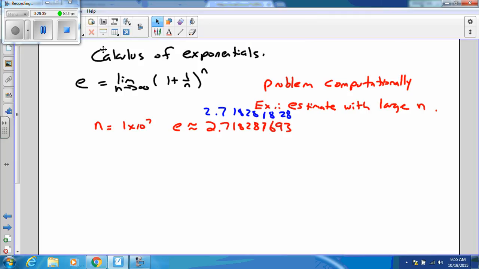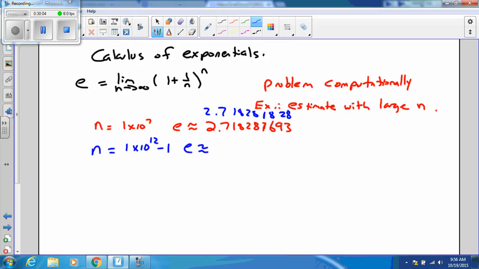What value of n did you use, Stephen? Okay. How many 9s are we talking about? I did 12. So we'll write that as 1 times 10 to the 12 minus 1. And when you did, you got e is about what? So first, add an extra and then 1.